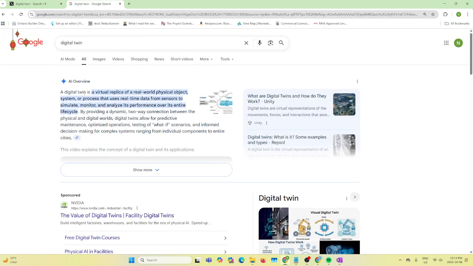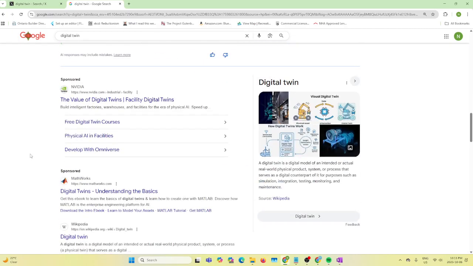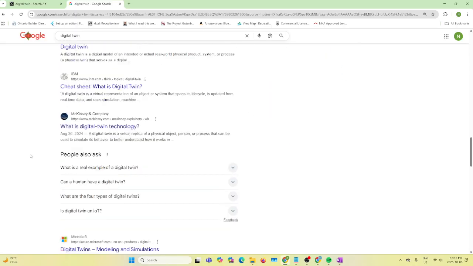So what the hell is a digital twin? Well, it's a virtual replica of a real-world physical object, system or process that uses real-time data from sensors to simulate, monitor, and analyze its performance over its entire life cycle, by providing a dynamic two-way connection between the physical and the digital world. Digital twins allow for predictive maintenance, optimizing operations, testing what-if scenarios, and decision making for complex systems.